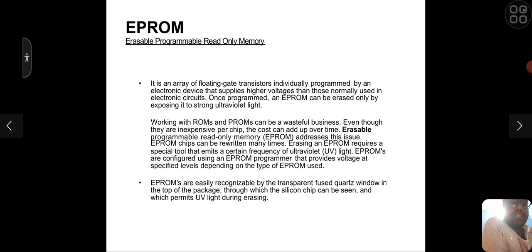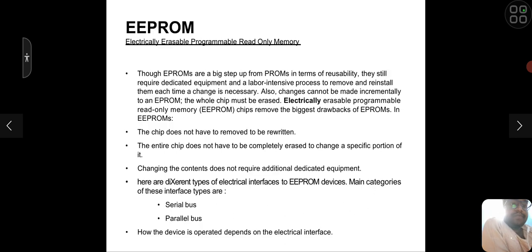Erasable programmable read-only memory addresses this issue. EPROM chips can be rewritten many times. Erasing requires a special tool that emits a certain frequency of ultraviolet light. EPROM can be configured using a programmer that provides voltage at specified levels depending on the type of EPROM used. EPROM is also easily recognizable by the transparent fused quartz window in the top of the package, through which the silicon chip can be seen, and which permits UV light during erasing.